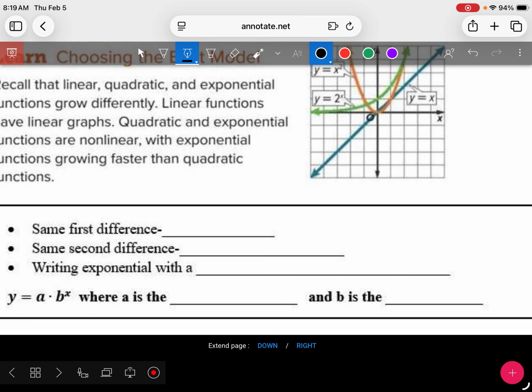So if it has the same first difference, that is a linear function. If it has the same second difference, that is quadratic.